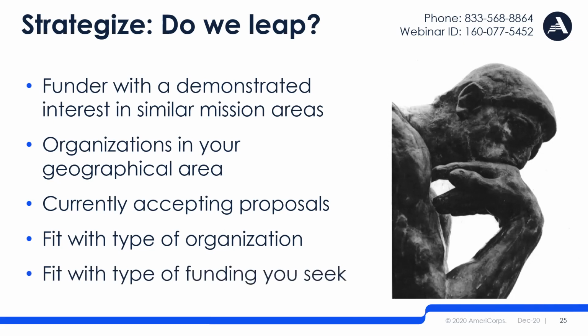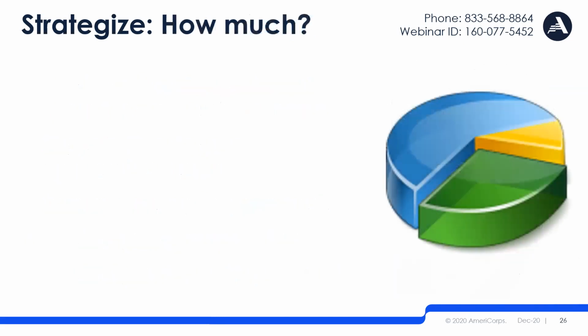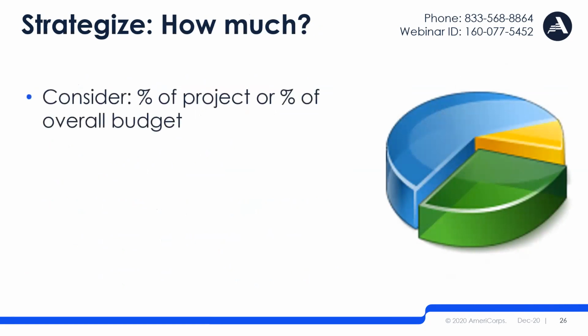So now we're going to talk about how much. When you're deciding how much money to suggest, remember that you're building a new relationship. Foundations usually won't fund more than 10% of a total budget for general operating, and they will not fund a full project or more than half of a project or program.